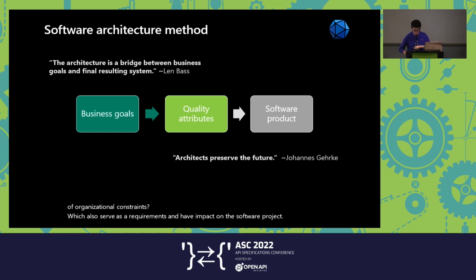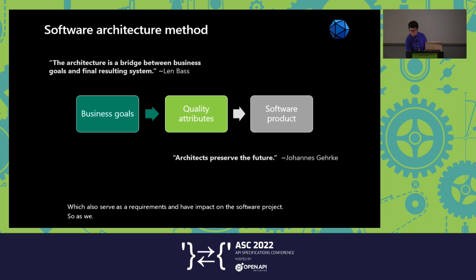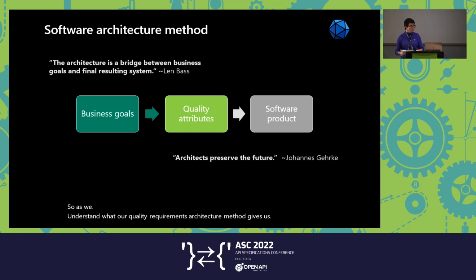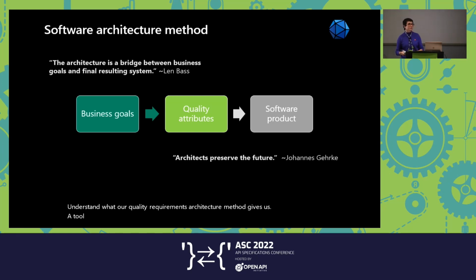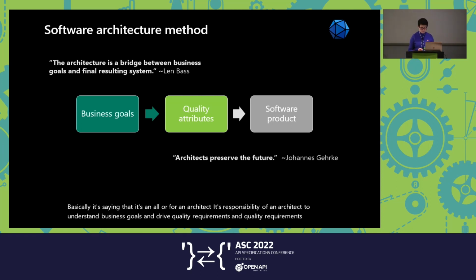So as we understand what quality requirements are, the architecture method gives us a tool to derive these quality requirements from business goals. Basically, it's the role and responsibility of an architect to understand business goals and derive quality requirements, and quality requirements will define the software product.